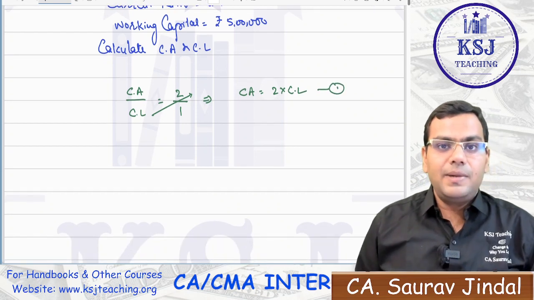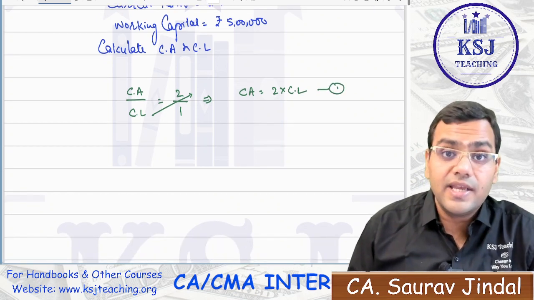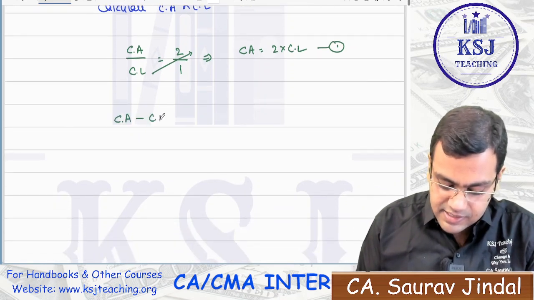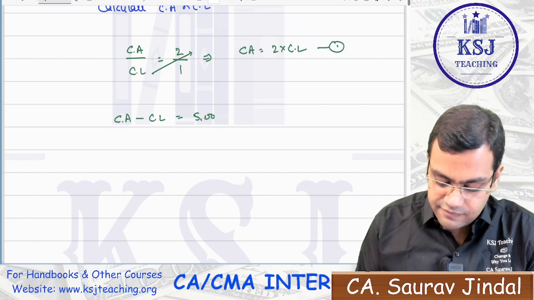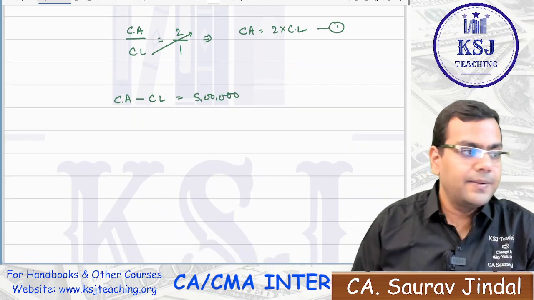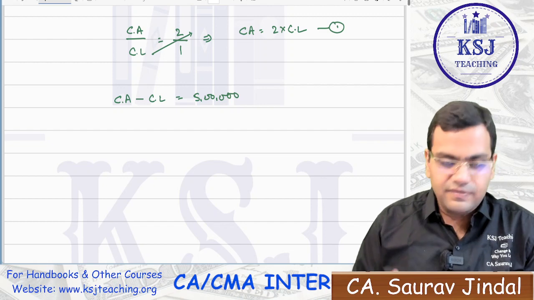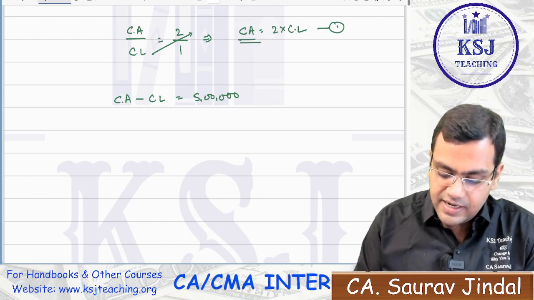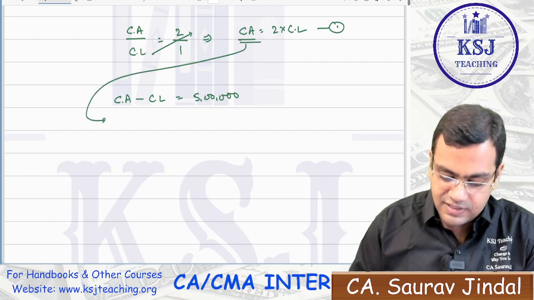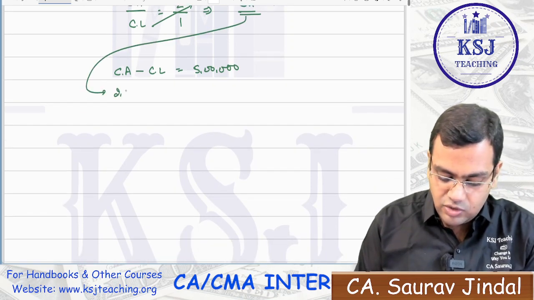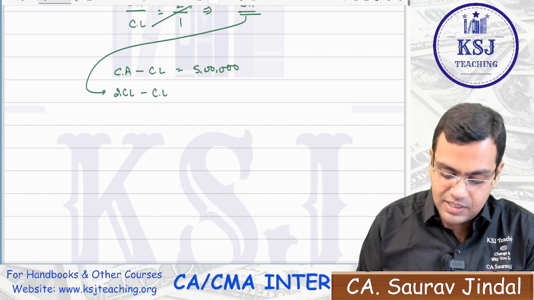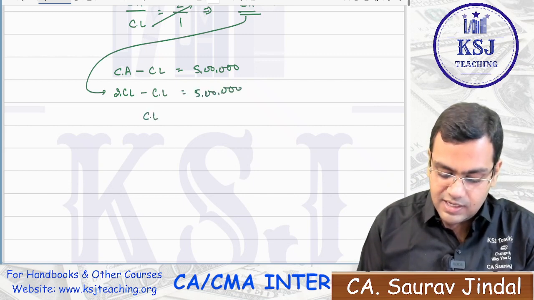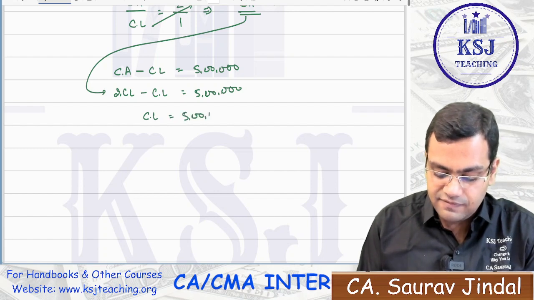Then working capital is given to you as 5 lakh, and we have discussed the working capital equation, that is current assets minus current liabilities is equal to 5 lakhs, right? This situation we have already studied. Now what I am going to do is substitute the value of current assets here, that is 2 current liabilities minus current liabilities is equal to 5 lakh. So from here, can you tell me what is the current liabilities? Current liabilities is simply 5 lakh, sir.